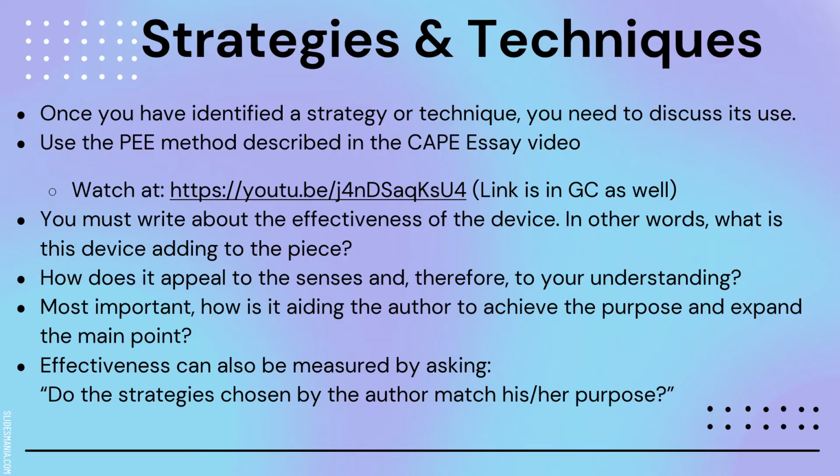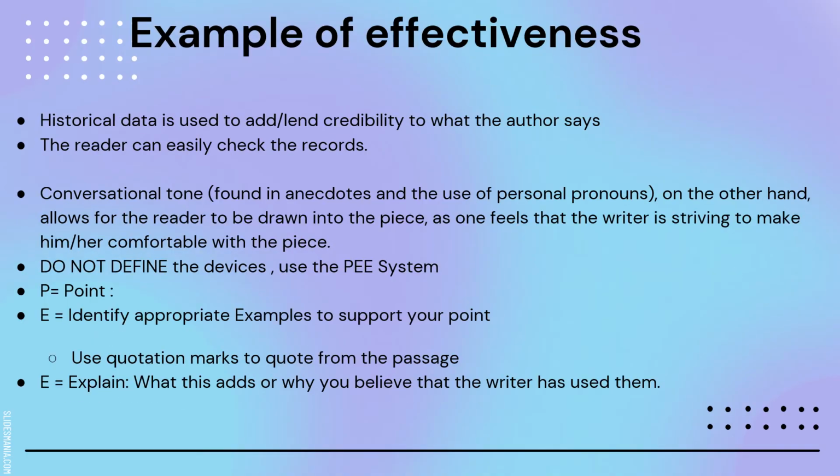Effectiveness can also be measured by asking yourself, do the strategies chosen by the author really match his or her purpose? An example of effectiveness for you. Say, for example, that the author has used historical data. Then you will be able to say the author used historical data to add credibility to his piece. And we know this because the reader can go back in and check the references that he has quoted or cited in his piece.